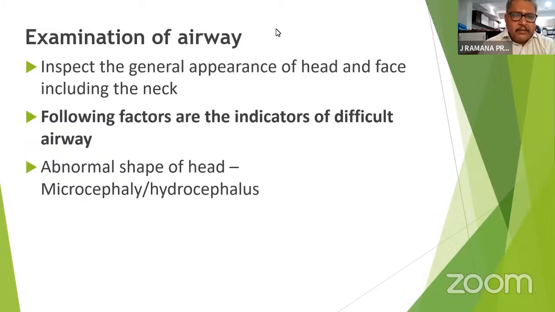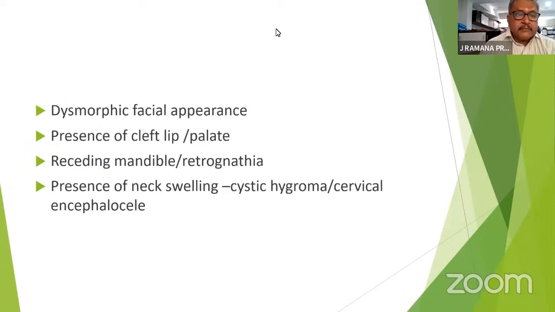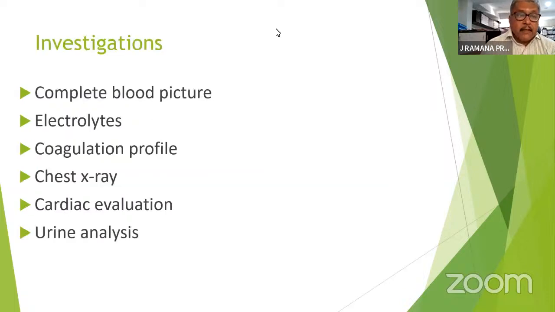Examine the airway. Inspect the general appearance of the head and face, including neck. The following factors are indicators of difficult airway: abnormal shape of the head, microcephaly or hydrocephalus, dysmorphic facial appearance, presence of cleft lip or palate, receding mandible or retrognathia, presence of neck swelling, cystic hygroma, cervical encephalocele. Investigations: CBC, electrolytes, coagulation profile, chest X-ray, cardiac evaluation, urine analysis.